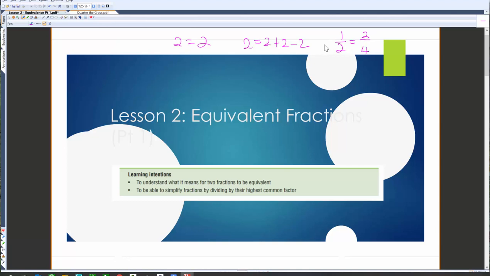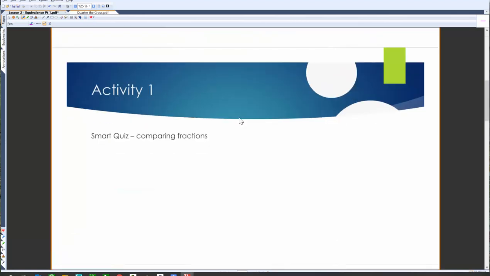out of 4 quarters. Both of them would be considered a half a game, or those two fractions would be equivalent to each other. So today what we're going to focus on is what it means for two fractions to be equivalent or the same. And down the track, what we're going to be looking at is how we can actually write fractions in what we call the simplest form by dividing through by the HCF, or the highest common factor. Right, let's get stuck into the lesson.